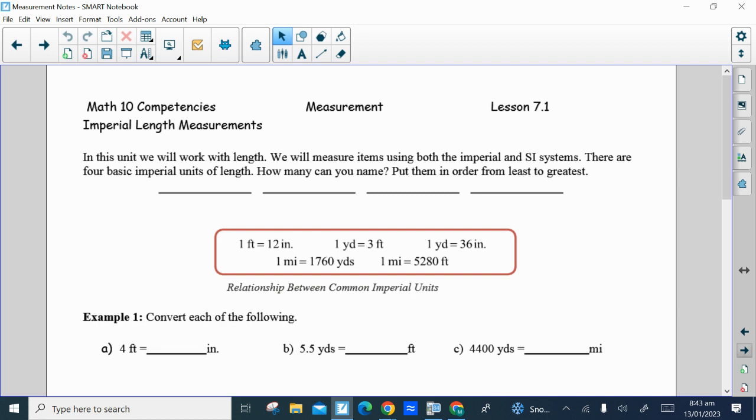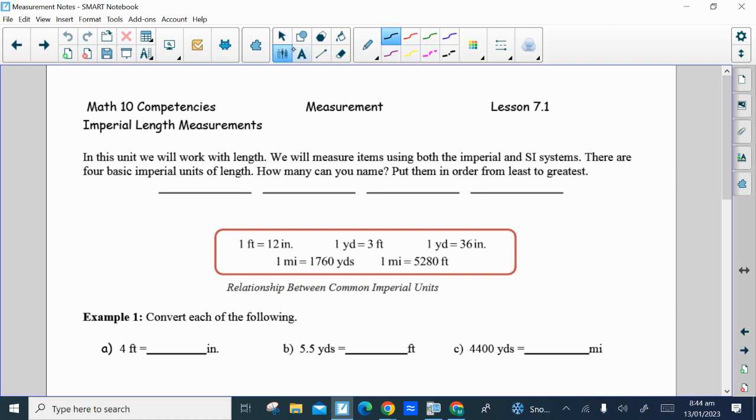So let's see what we know or what we can learn about this imperial system, because it's not something most of you will be real familiar with. So we'll measure items using both systems. There are 4 basic imperial units of length. How many of them can you name? Put them in order from smallest to greatest.